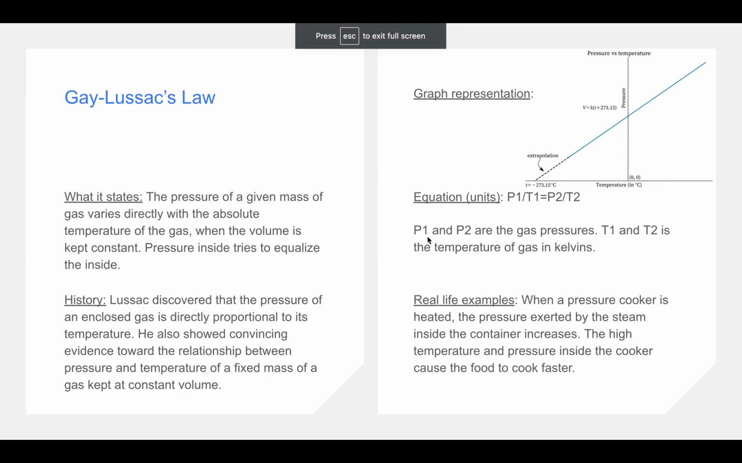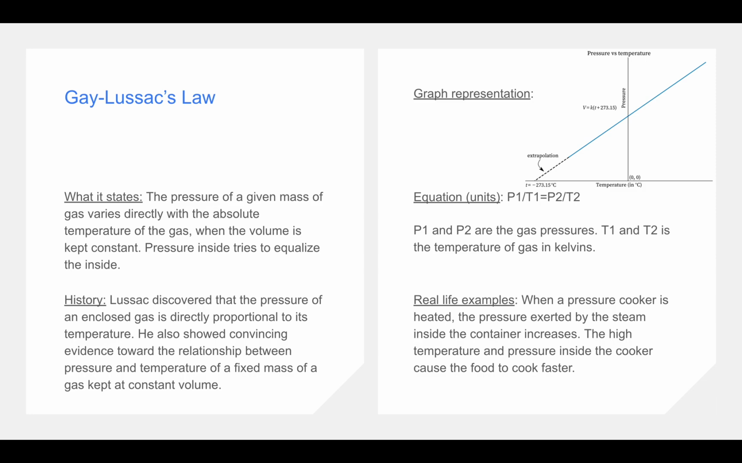So the next law we're going to move on to is Gay-Lussac's law, which states that the pressure of a given mass of gas varies directly with the absolute temperature of the gas. So the volume is kept constant, and pressure here is tied to being equalized inside. And some history behind it is that Gay-Lussac first discovered that pressure of an enclosed gas is proportional to temperature, and he showed this by convincing evidence towards the relationship between pressure and temperature of a fixed mass of a gas kept at a constant volume.